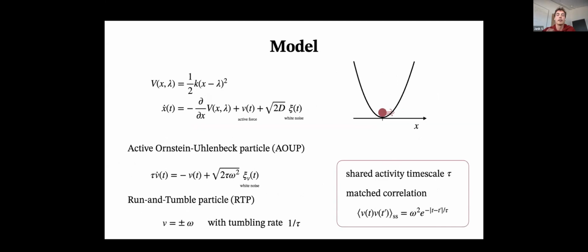To make this a little more precise, this is our model here. We have a harmonic trap with stiffness K, which drives the gradient part of the positional dynamics of the particle, along with a white noise and a colored noise, which is the active force. We consider two different types of models for this active force. First, the active Ornstein-Uhlenbeck particle, which is given by an Ornstein-Uhlenbeck process with diffusion strength τω². And second, the run-and-tumble particle, where the active force is given by two discrete states with equal magnitude but opposite sign, which switch with a tumbling rate 1/τ.